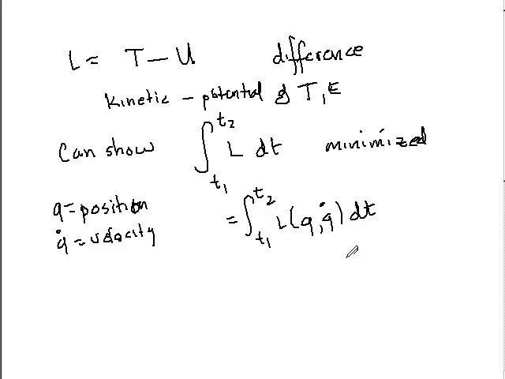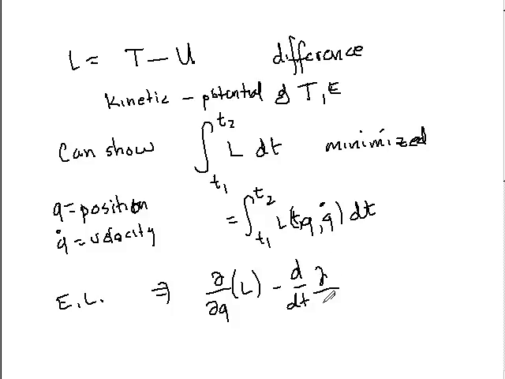And what are the equations of motion for this? Equations of motion, well, I guess there could be a t in there. The Euler-Lagrange equations say that the derivative with respect to q of L minus the time derivative of the derivative with respect to q dot of L equals 0. So that's exactly the Euler-Lagrange equations.